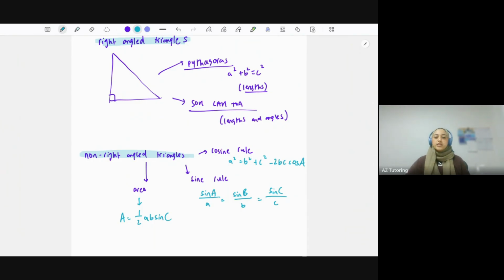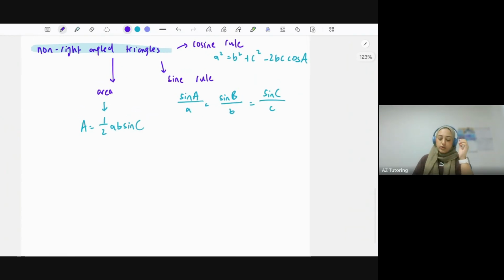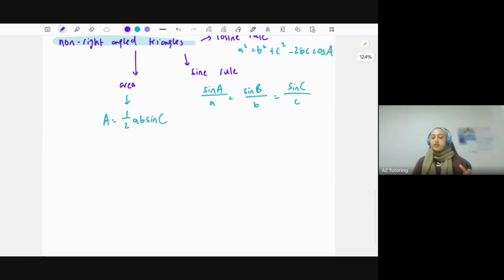And again, in the exam, they won't tell you which one you need to use. You need to be able to figure that out yourself as well. So we'll go over some examples, and we'll have a further look at each of these equations as well. So first things first, with all these non-right angle triangle questions, you need to know how to label the triangle. So just like with Pythagoras, you're labeling ABC.